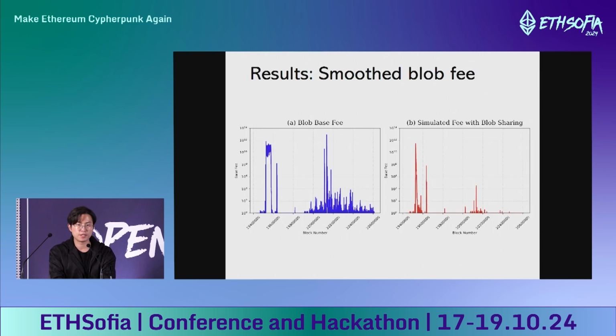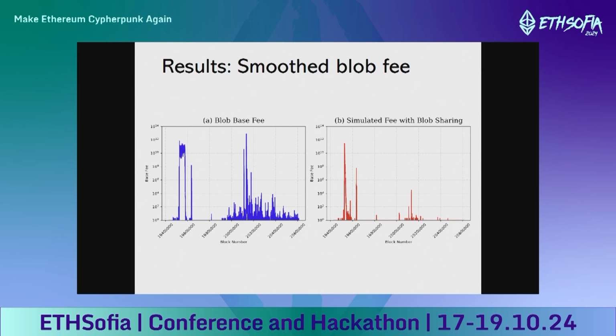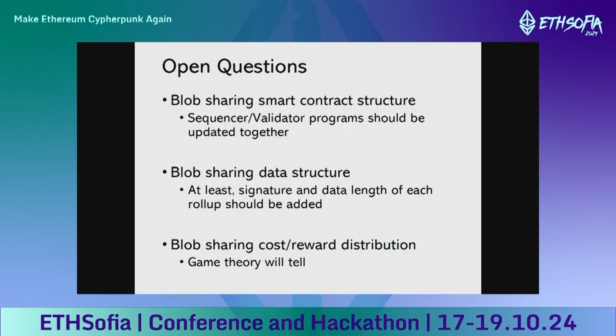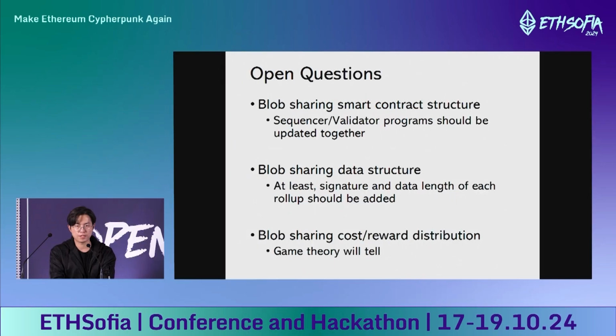The left is the real-world blob base fee graph, and the right side is the blob base fee movement after the blob sharing simulation. This graph's y-axis is log scale, so it means the blob base fee difference was very, very big. That made the blob base fee 99% cheaper than the real data. So I confirmed that blob sharing has a really big potential, but there are still open questions.